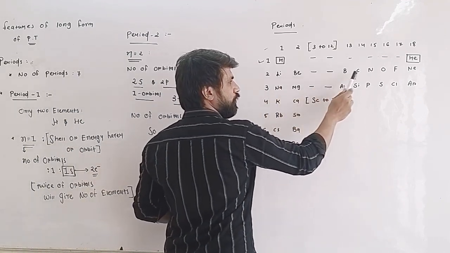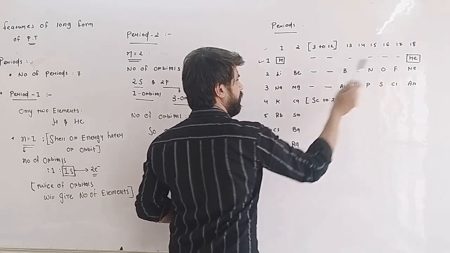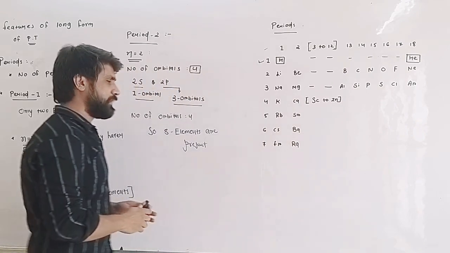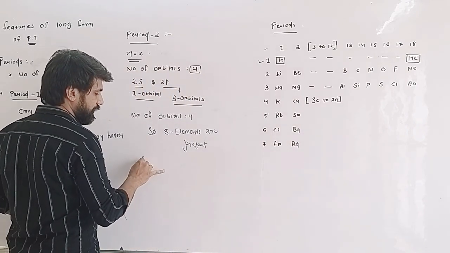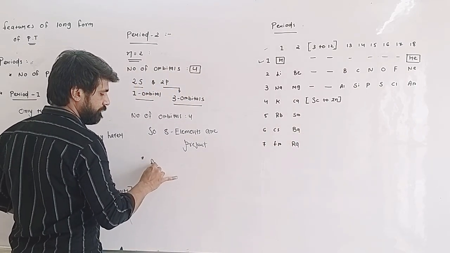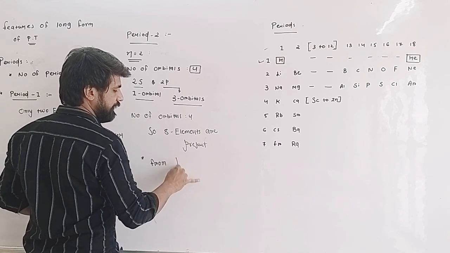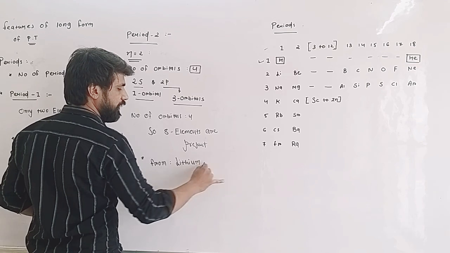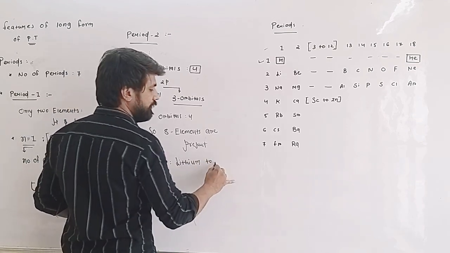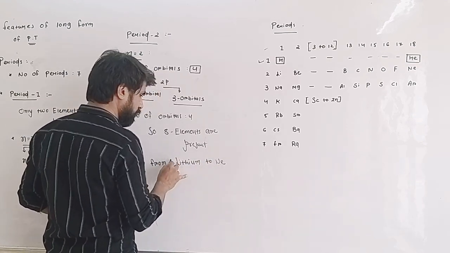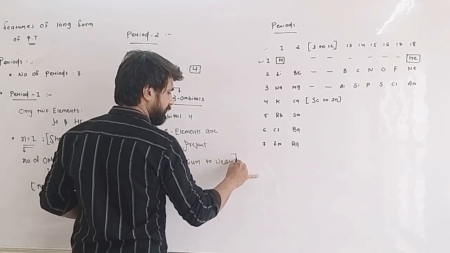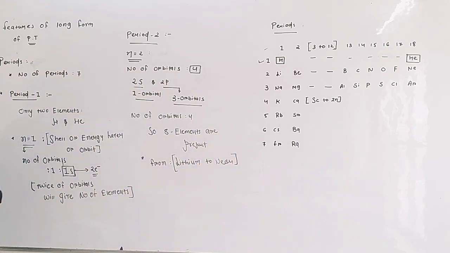And see, count it. Lithium, beryllium, boron, carbon, nitrogen, oxygen, fluorine and neon. So 1, 2, 3, 4, 5, 6, 7 and 8. Is it okay? So which elements are present? From lithium to neon. Is it clear? So there are 8 elements. So that is the characteristic.